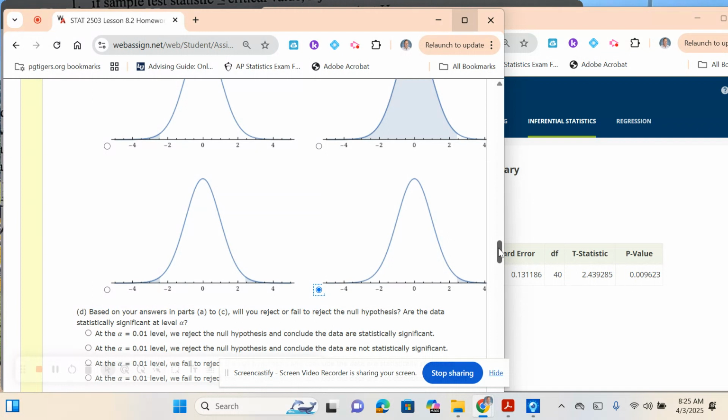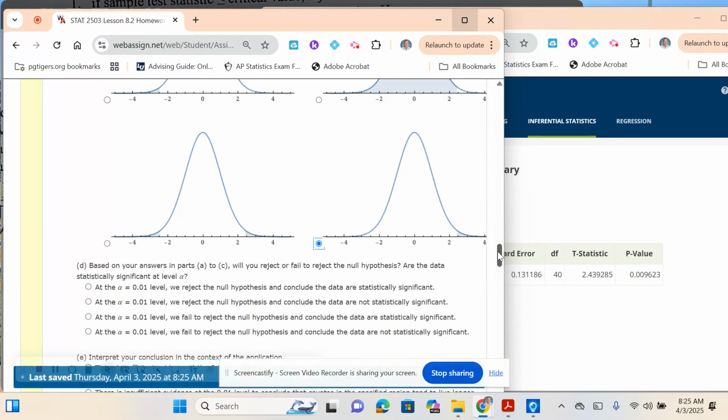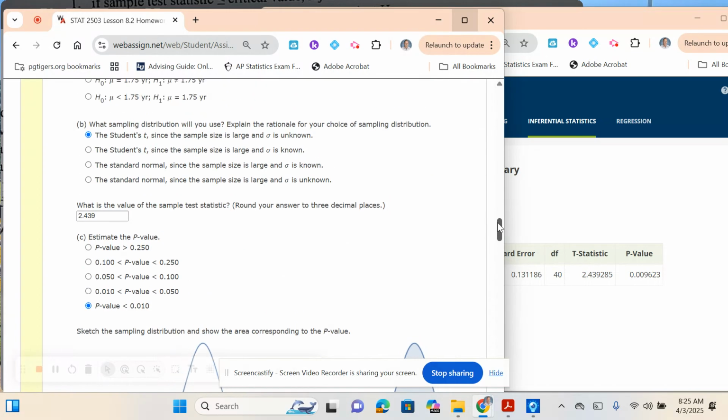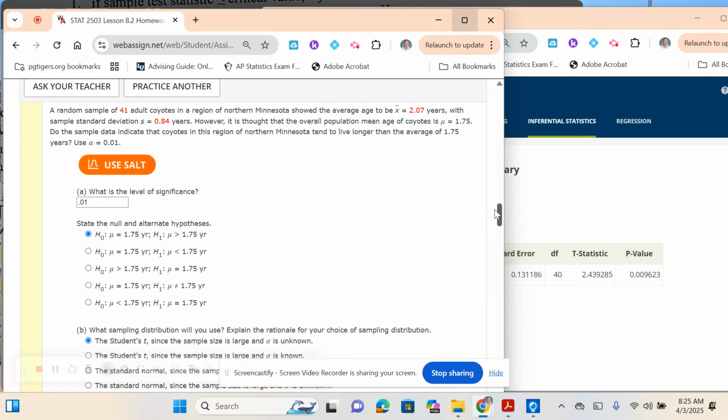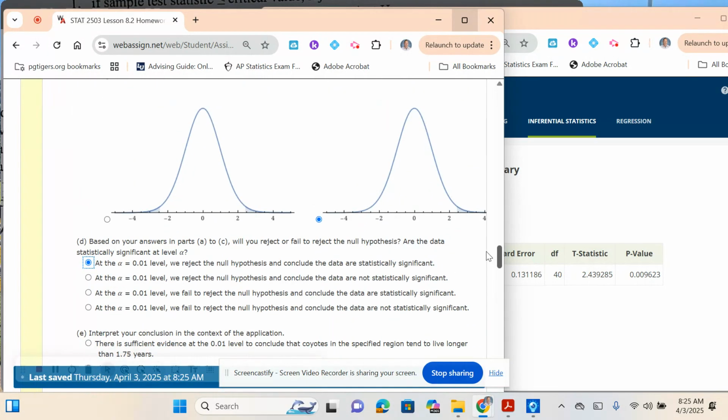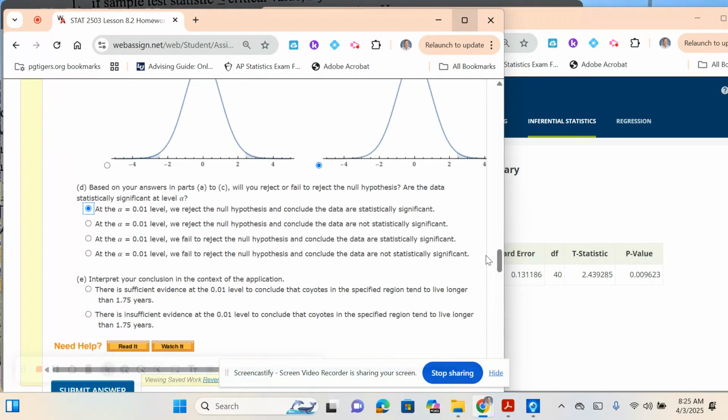Now, let's compare this to 0.01. Is my p-value less than 0.01? Yes. When p is low, reject the H0. It's like saying someone's guilty. So we reject the H0 and conclude it's statistically significant. So basically, this average age of coyotes in that region looks to be significantly larger than the average. So they're living significantly longer lives there than they would on average.